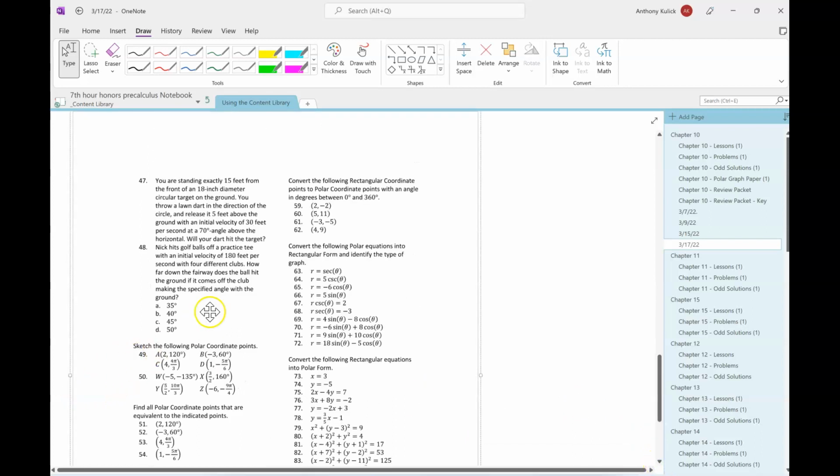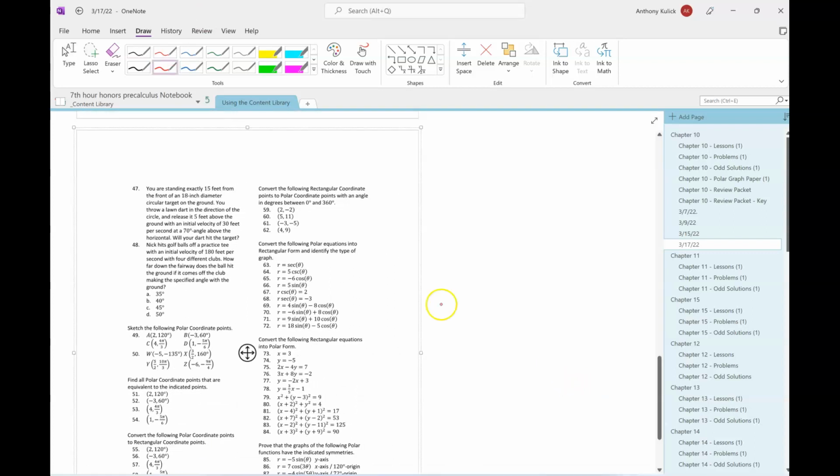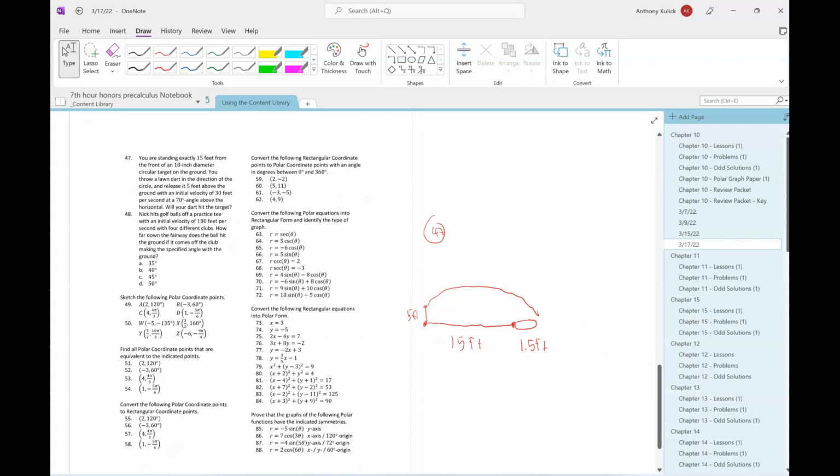47 says, this is the lawn dart one, right? Standing 15 feet in front of an 18-inch diameter circular target, okay? So here I'm just going to sketch out a little bit of a picture. So there's 15 feet, and then we have the front of a circular target. 18 inches is 1.5 feet. It's on the ground. You throw a lawn dart in the direction of it. You release that dart 5 feet above the ground at an initial velocity with an angle of 70 degrees. And will the dart hit the target?